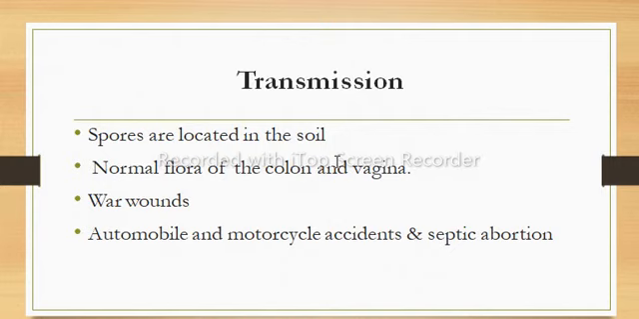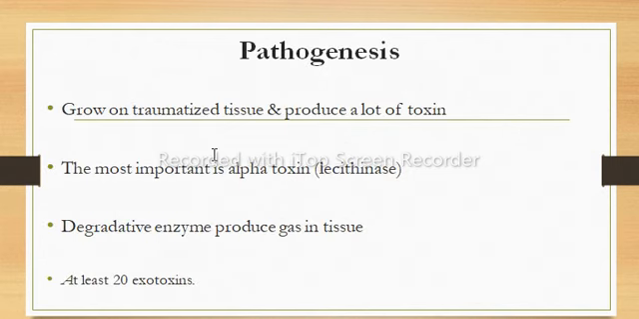Transmission of Clostridium perfringens. The Clostridium perfringens spores are located in the soil. Their vegetative cells are members of the normal flora of the colon and vagina. Gas gangrene is associated with war wounds, automobile and motorcycle accidents and septic abortion. Now, pathogenesis of Clostridium perfringens. The organism grows on traumatized tissue, especially muscles, and produces a variety of toxins.